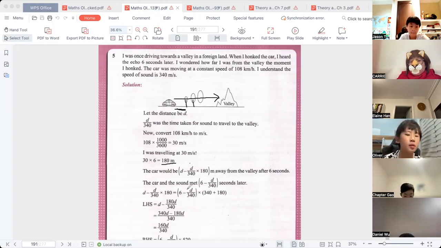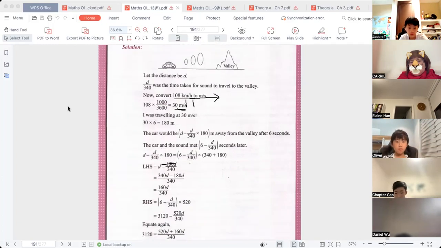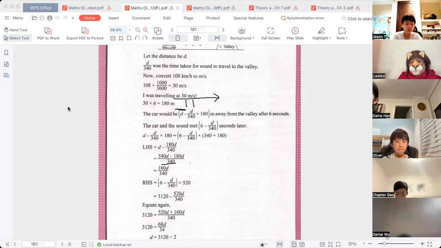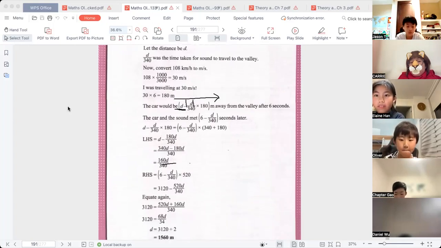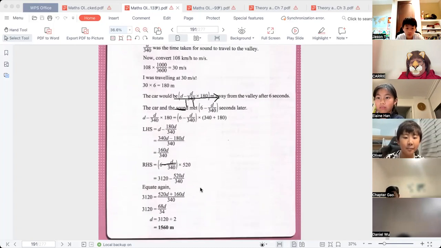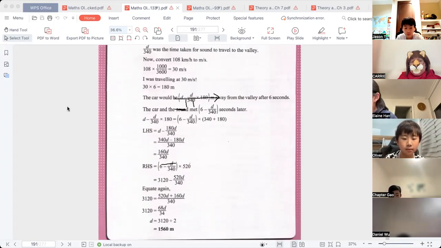The car and the sound meet at 6 minus d over 340 seconds later. So d minus d over 340 times that. So that's why the distance equals 160 d over 340. So the right hand side is 6 minus d over 340 times 520. So equate again. So that's why you find out d equals 1,560. The calculation is just a fraction. I'm not going to spend time to explain this one, but you just understand how we get the equation one by one.